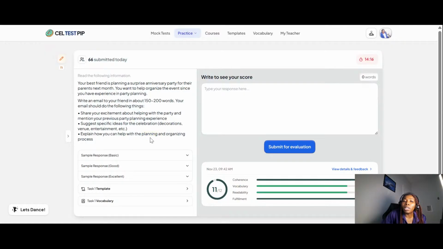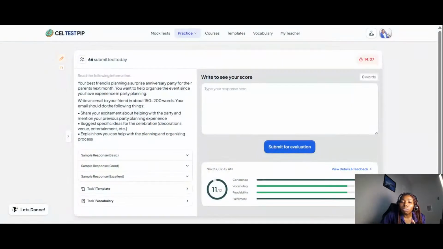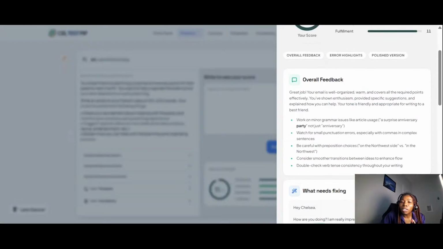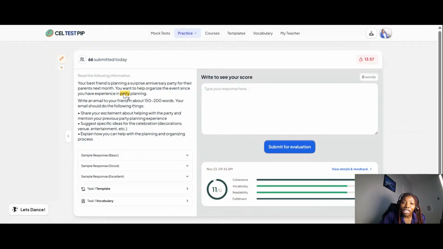Explain how you can help with the planning and organizing process. I don't even know why I wrote 9 months, I just saw that I made a mistake. It said your parents' anniversary is next month, but I don't know how I wrote 9 months. I know that we have 9 months until the anniversary date, but it's important that we start the planning process immediately. This is to get all the vendors on board, and also to book the venue. As summer has a lot of activities, I would love to get this sorted before they become fully booked.